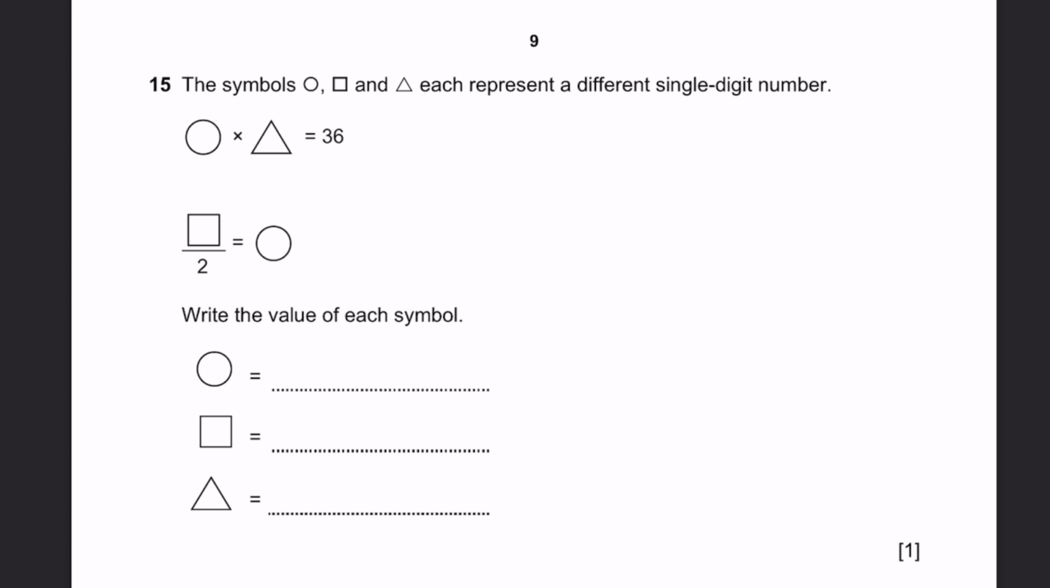The symbols circle, square, and triangle each represent a different single-digit number. Circle times triangle is 36. Square over 2 is circle. Write the value of each symbol.